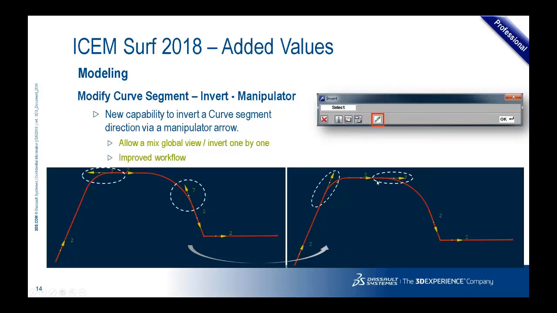This is a small enhancement. What we've done now is you've seen these little handles popping up across lots of different functions where you display these little arrows with a little switch on. Well, now for modify curve segment, we can directly click on these little arrows to change the direction. I see this will be very useful for the profile command, for example.